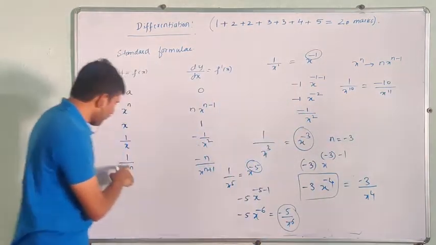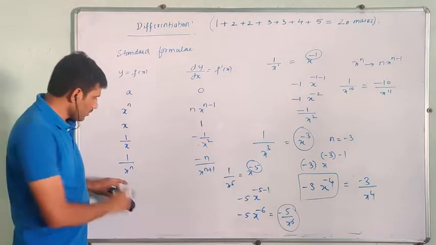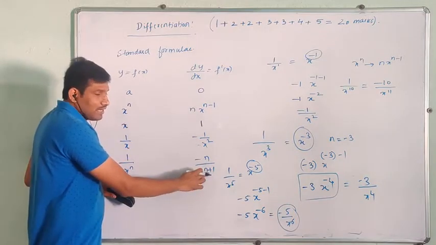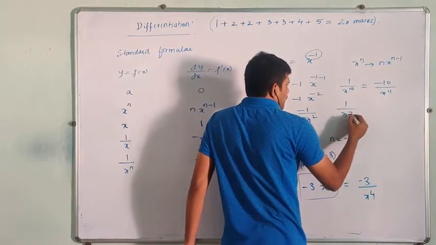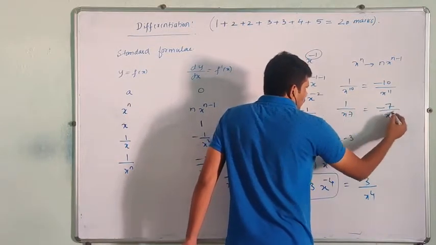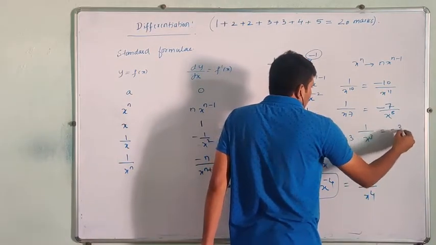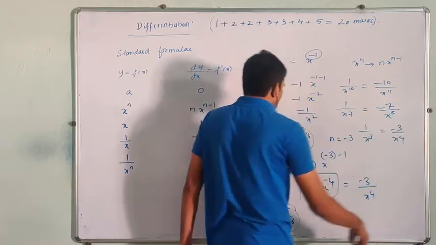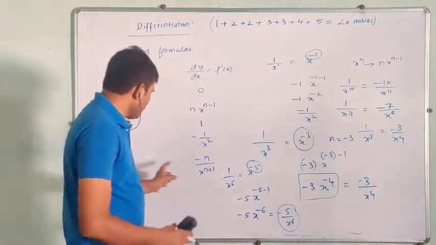See here, what is the formula for the derivative of 1 by x raised to n? Minus n by x raised to n plus 1. The power n comes to the numerator, and you increase the denominator power by 1. So the derivative of 1 by x raised to 7 is minus 7 by x raised to 7 plus 1, which is 8. The derivative of 1 by x cube is minus 3 by x raised to 3 plus 1, which is 4. Is it clear? You have to remember the formula.